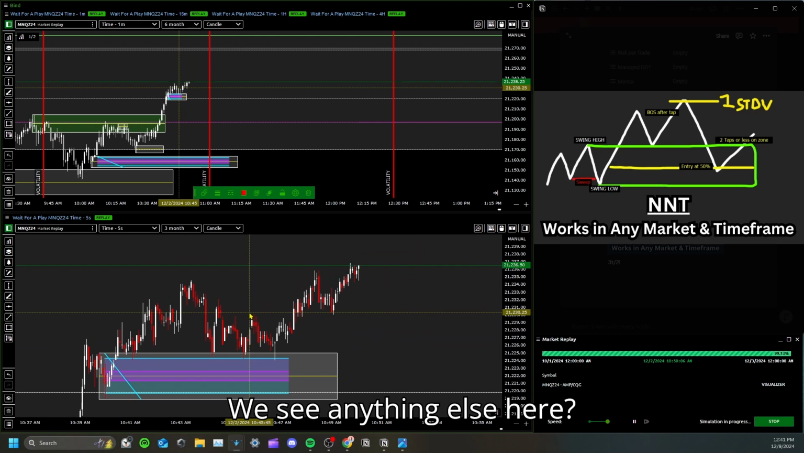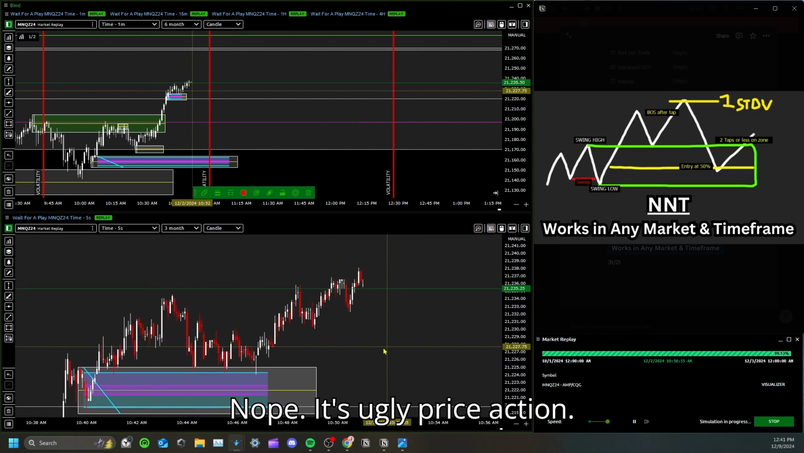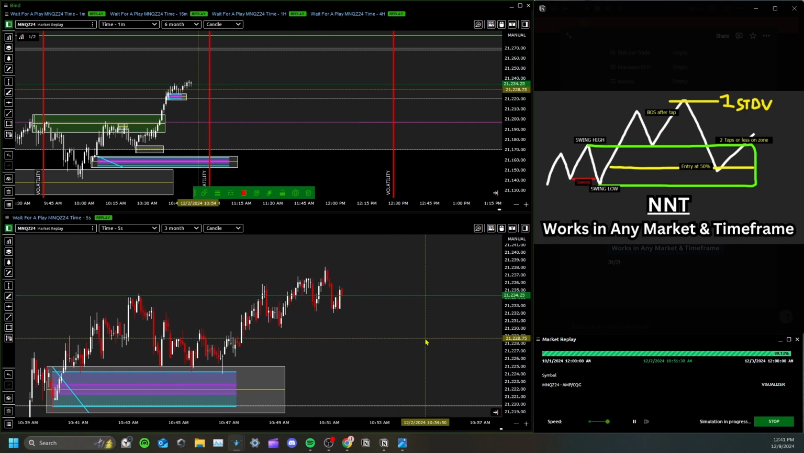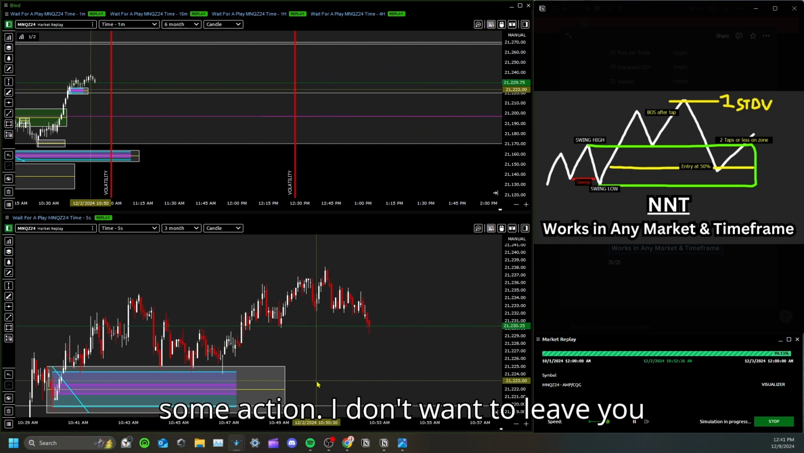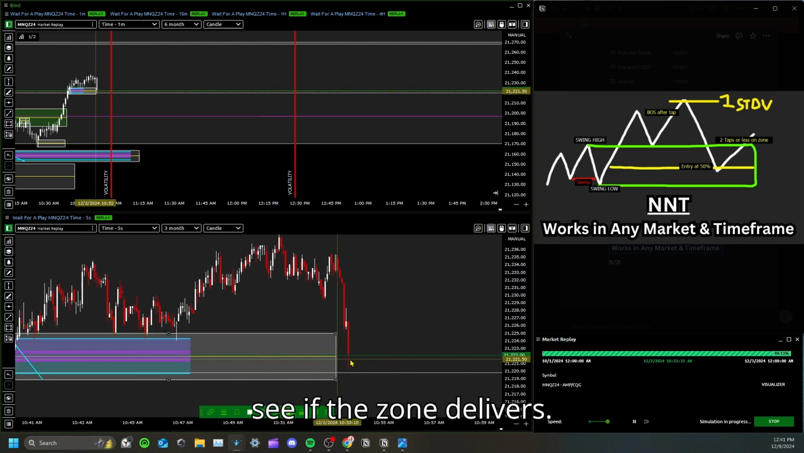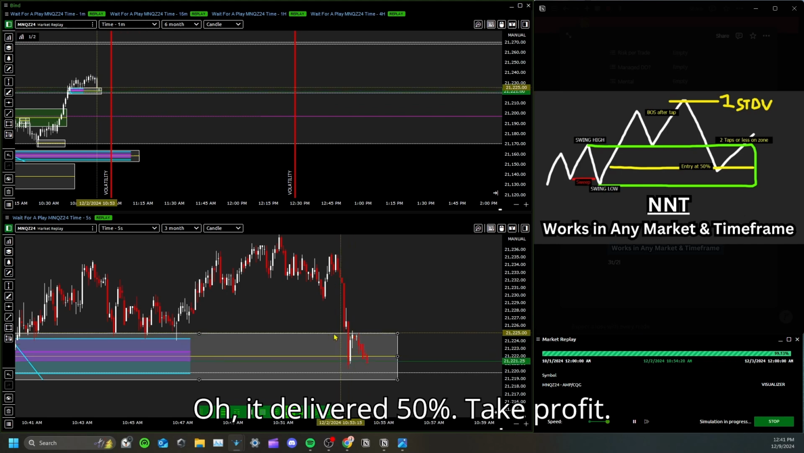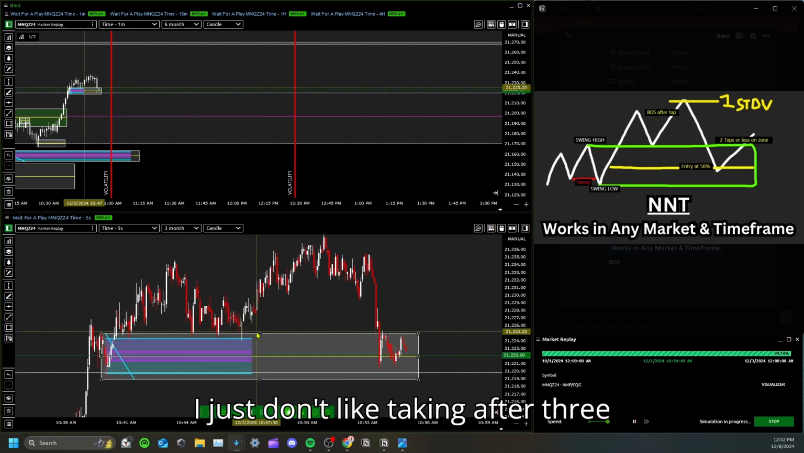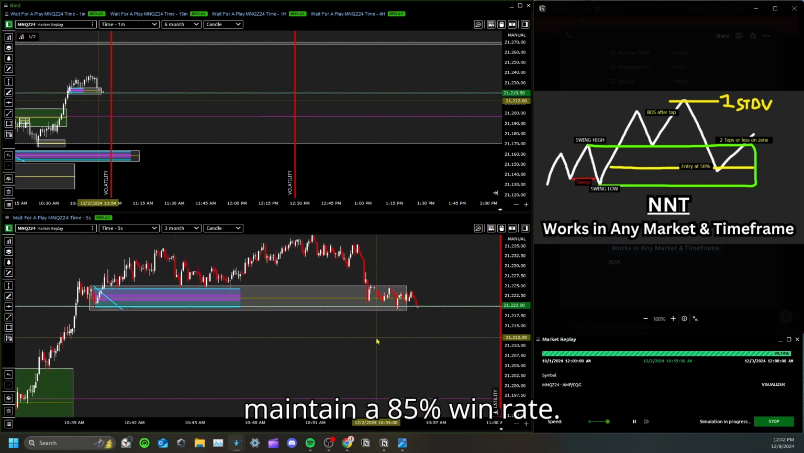We see anything else here? Nope. Just ugly price action. I'll skip to 12:30. Just maybe we can get some action. Let's see if the zone delivers. Oh, it delivered 50%. Take profit. I just don't like taking after 3 taps. I'm very selective. That's how I maintain an 85% win rate.